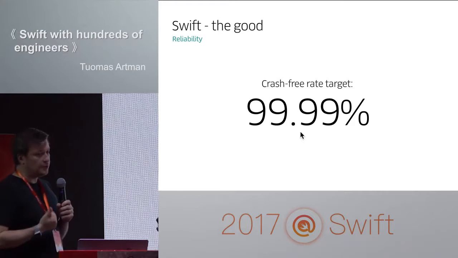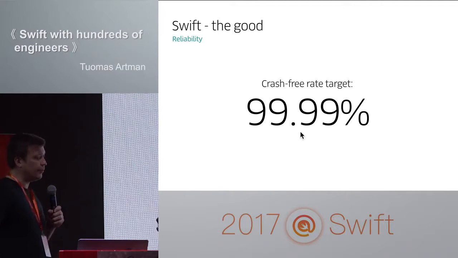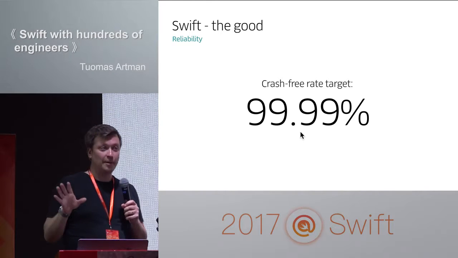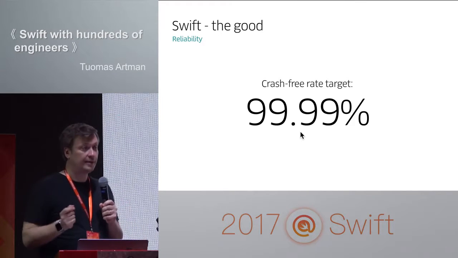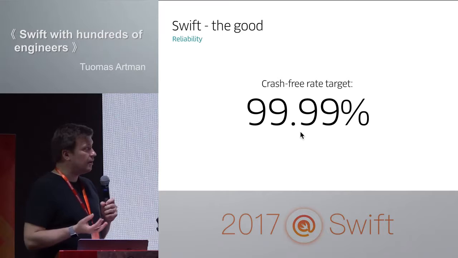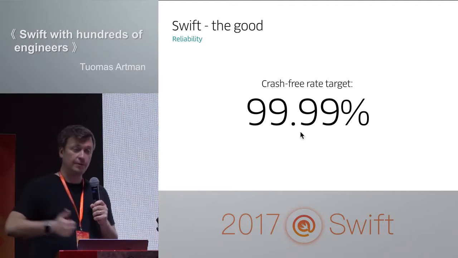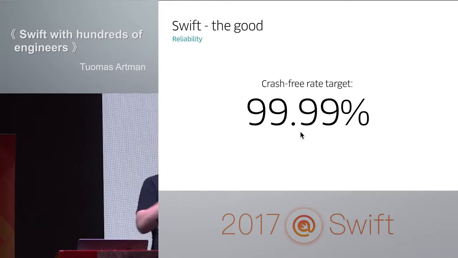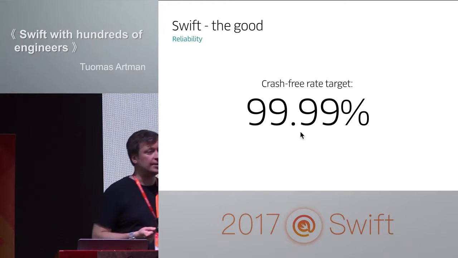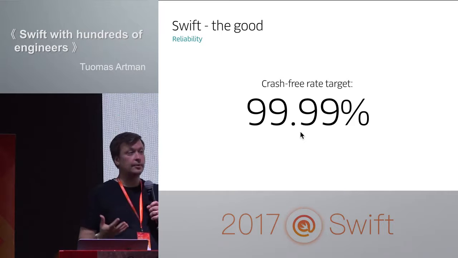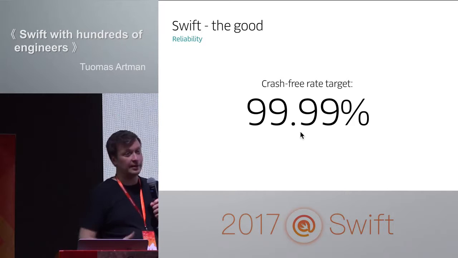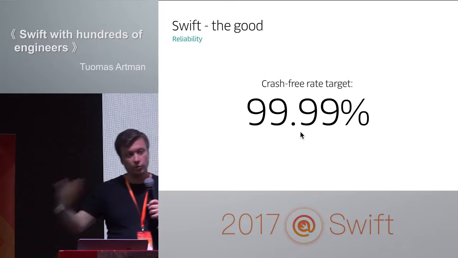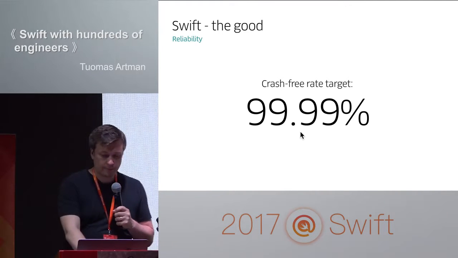The second thing that we noticed is the crash free rate. If you remember, we had a target of 99.99% crash-free rates. How that's measured is per session. If a user starts your application, that is one session from beginning to end. If you crash during that session, that's a crash. And 99.99% means that 99.99% of users don't crash during their session.